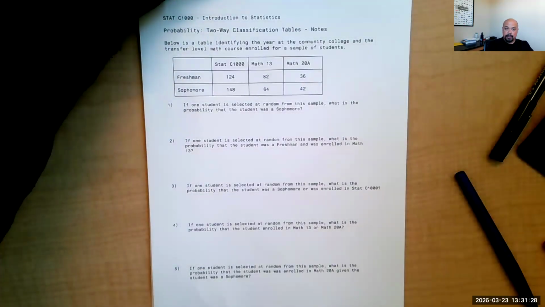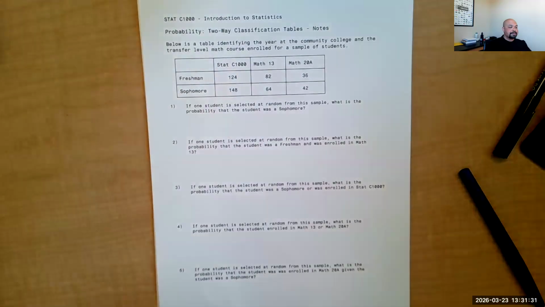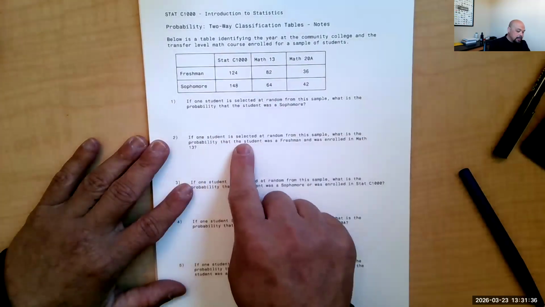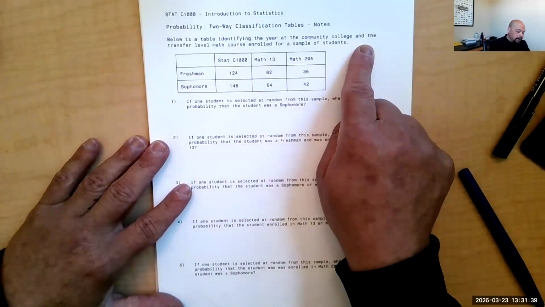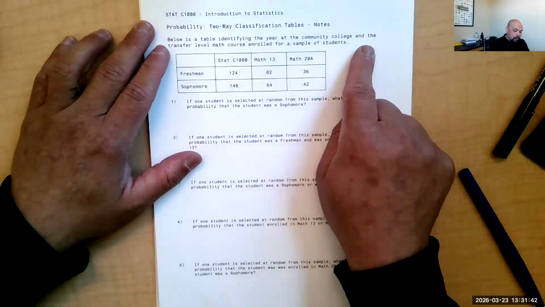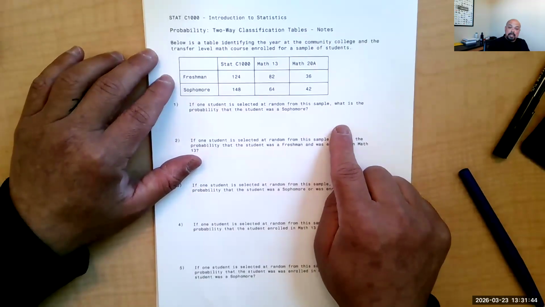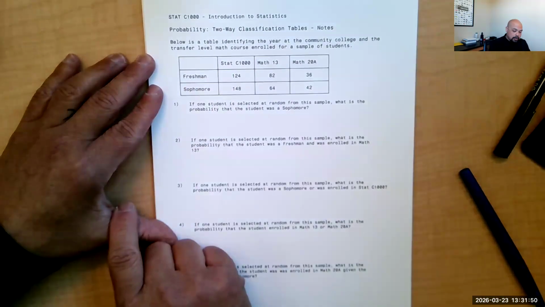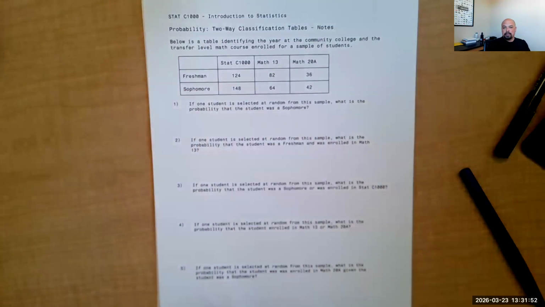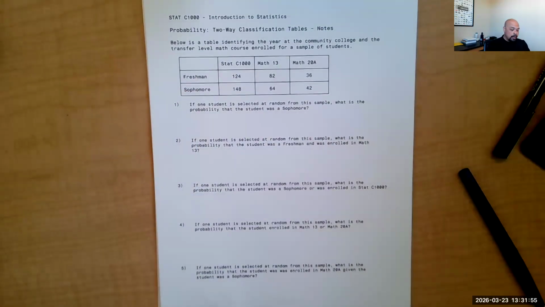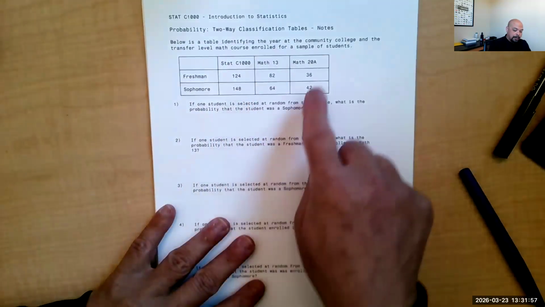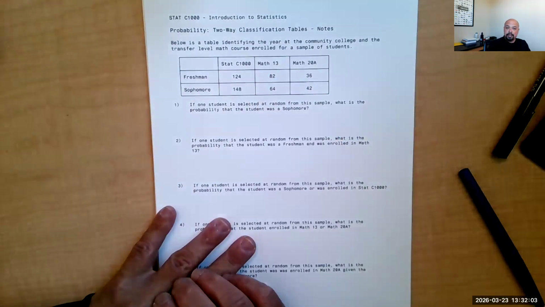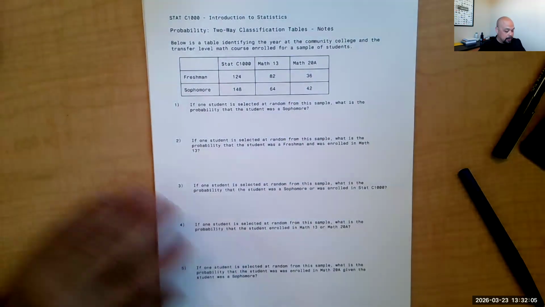I can zoom in here a little bit. Okay. Looking at this table, we see our data, information about college students and their transfer level math course. We have two ways of classifying them: what year in college they are, like freshmen, their first year, or sophomore, their second year, in our community college system, commonly 2 years. And then which class they're taking: our stats class, stats T1000, pre-calculus math 13, or first semester calculus math 28.